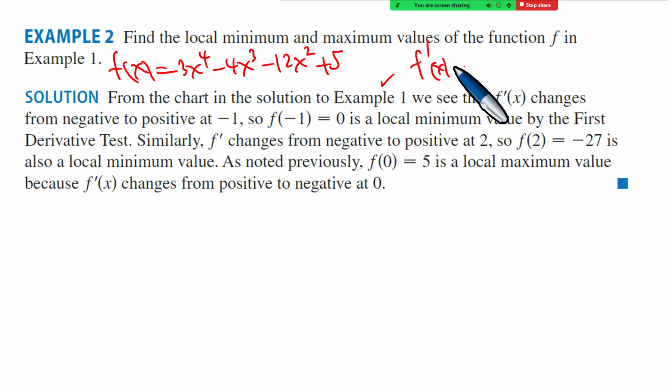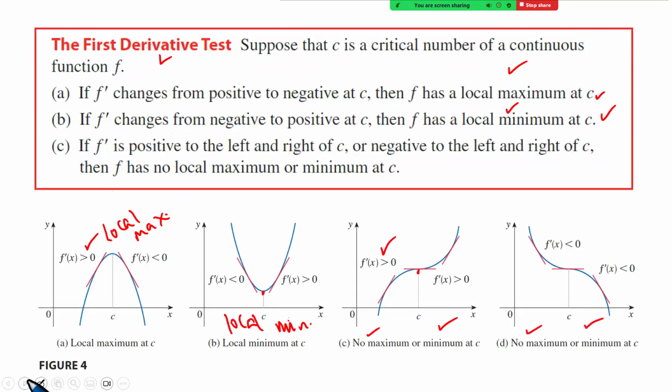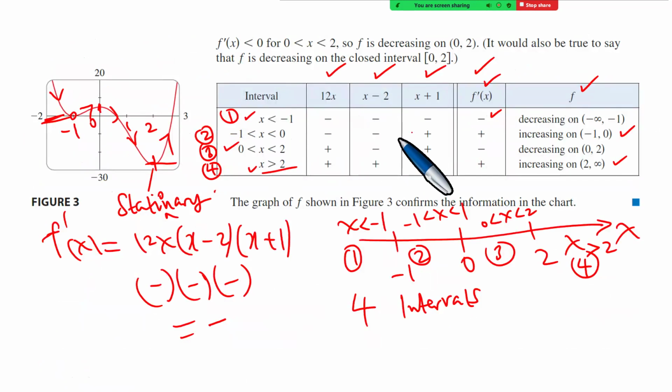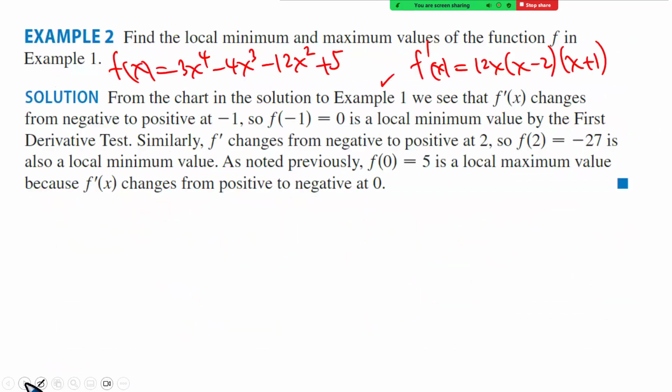Which means f prime of x is equal to 12x(x minus 2)(x plus 1). So from the chart in the solution to example 1, we remember the chart. These are the two functions, the function f and its derivative. The derivative has already been factorized. But remember the chart we're just looking at. Where is the chart? This is the chart. Let's see what the examiner is saying here.